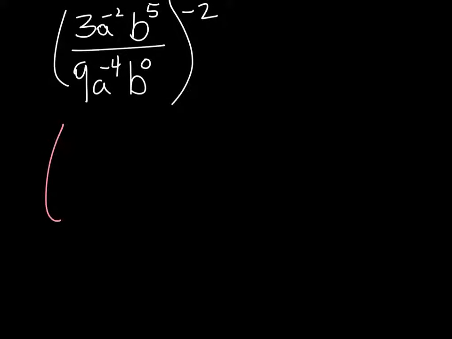So can we reduce 3 over 9? What's that reduce to? 3 over 9 reduces to 1 over 3. And then now we're dividing like bases here, so what do you do to the exponents?